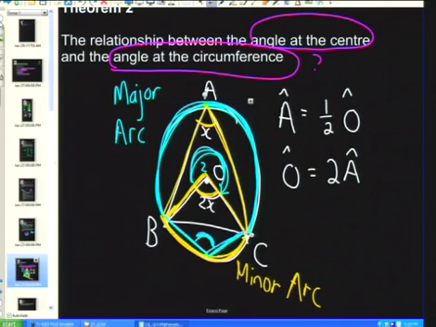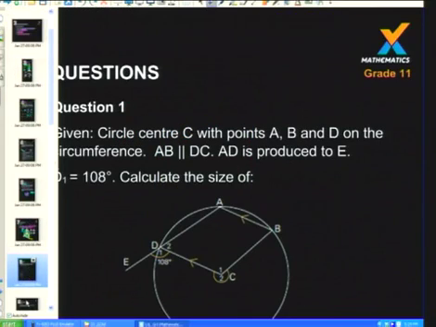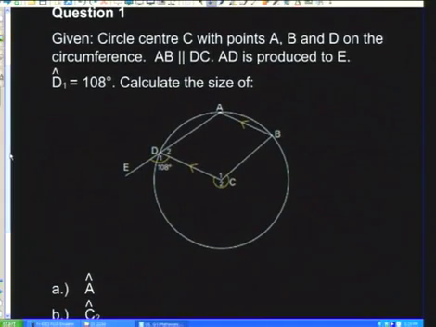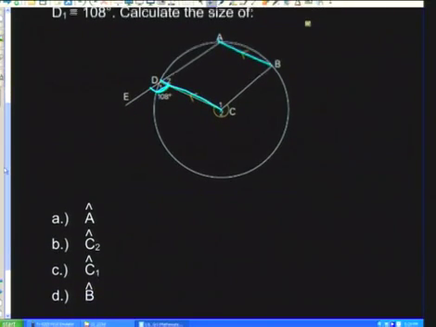Okay, let's have a look to see how that would work in a calculation. So we've got circle center C with points A, B, and D on the circumference. We've got some parallel lines. AD is parallel to DC, and AD is produced to E. D1 is 108, and we've got to calculate the size of the following angles. So we've got this angle over here is 108, and we've got this line is parallel to this line, and the question is to calculate angle A, C2, C1, and B.